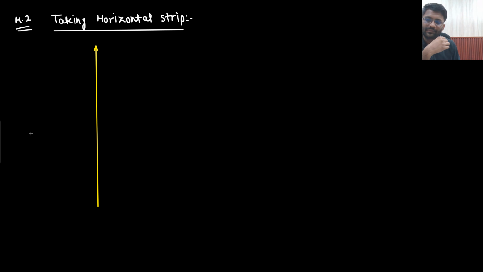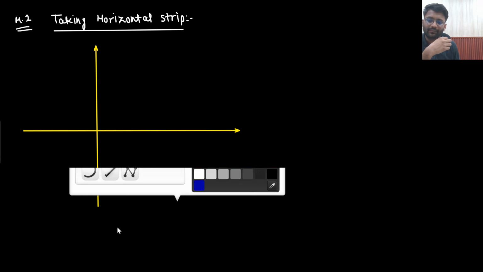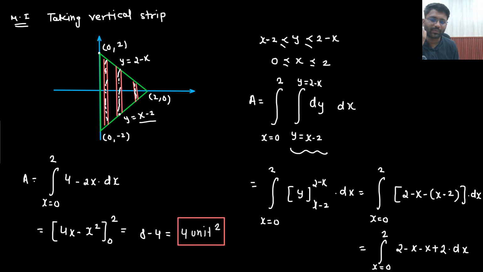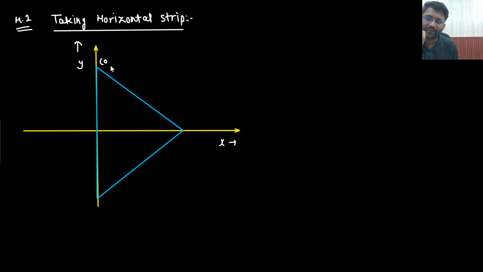Bigger diagram. I am just making the area bounded. So this was the area bounded. Okay, this is your y, this is your x. Coordinates we know: (0, 2), (0, -2), (2, 0).